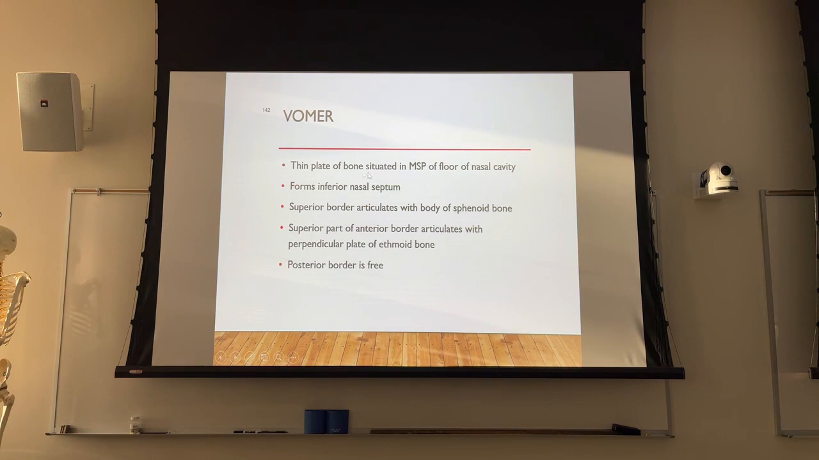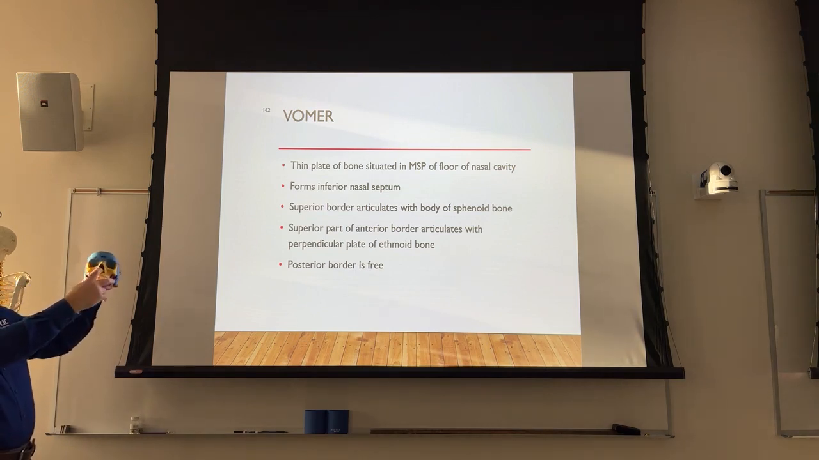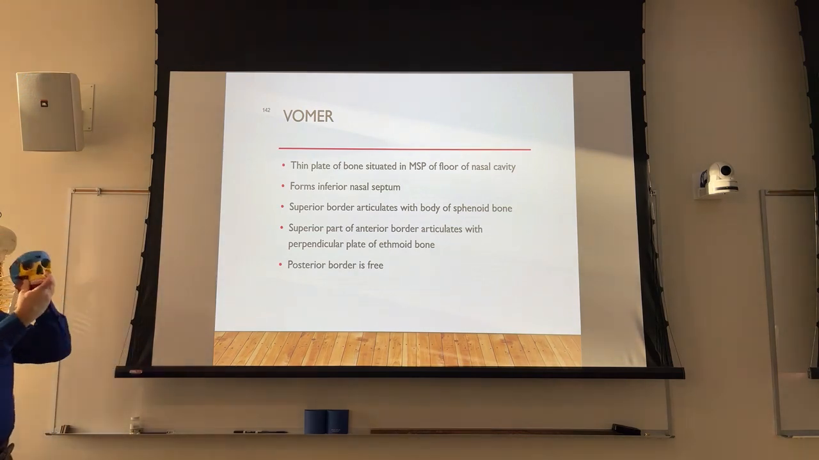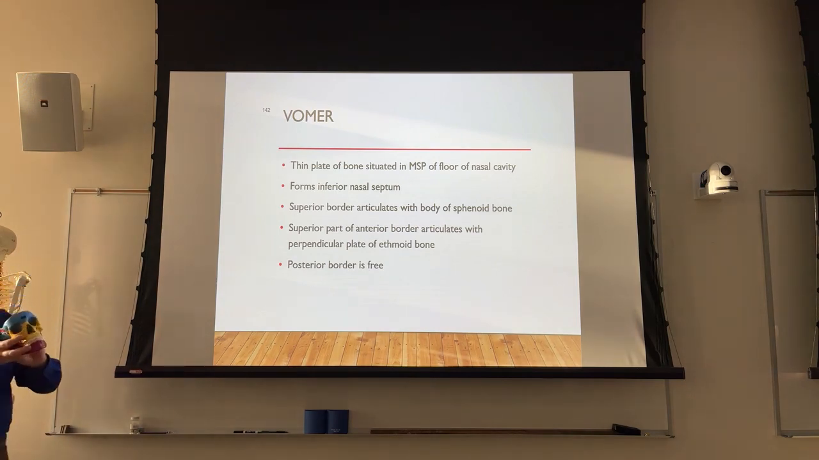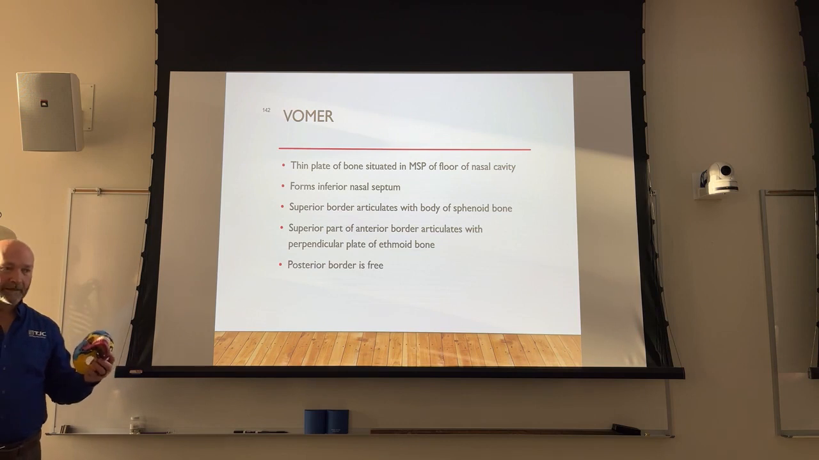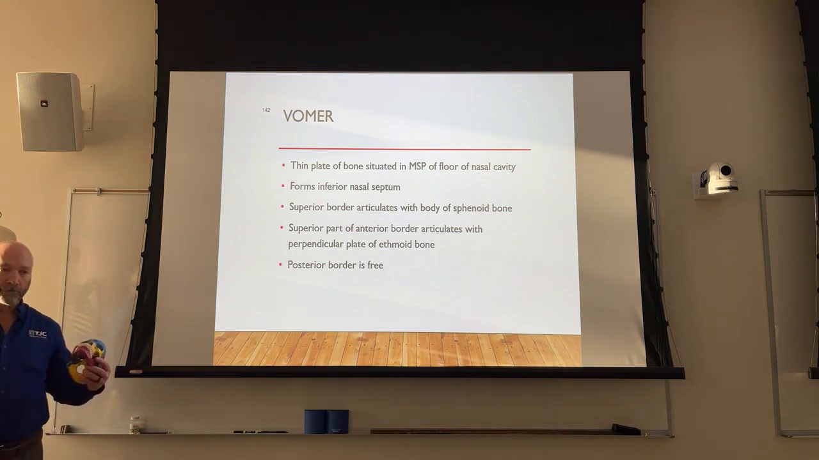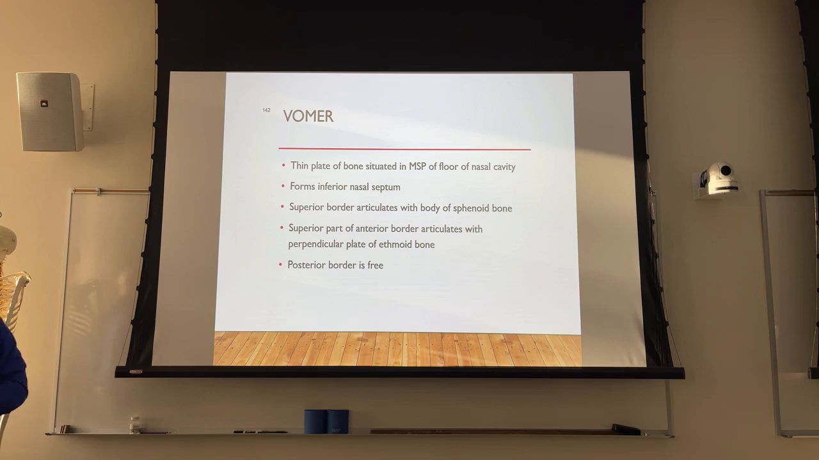So vomer, thin plate of bone situated in the mid-sagittal plane, single bone, that forms the inferior nasal septum. So when we have a broken or a deviated nasal septum, that's what we're talking about, the nasal septum. So what we're looking at in deviated nasal septum is that bone. I don't know if you can really see it, but it's that bone that is just a vertical line there, and it kind of takes a dog leg, as we may say, and just kind of deviates to one side or the other. Again, you can have broken bone without that being involved at all. Some people are born with a deviated nasal septum, and sometimes people will refer to a deviated nasal septum when they actually just have broken nasal bones.